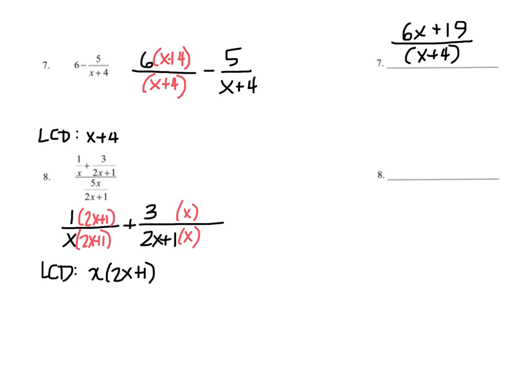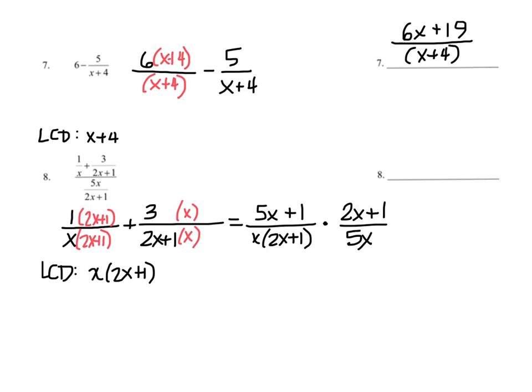So I'm going to add across, and I will get 2x plus 1 plus 3x over x, 2x plus 1. So I added across the top. 2x plus 1 plus 3x gives me 5x plus 1. Okay, and now I'm going to deal with the denominator. So I've combined like terms and gotten them on common fractions and everything in the numerator. Now I'm going to go to the denominator. It's already just one fraction, so I'm going to flip and multiply. I'm going to multiply by 2x plus 1 over 5x.